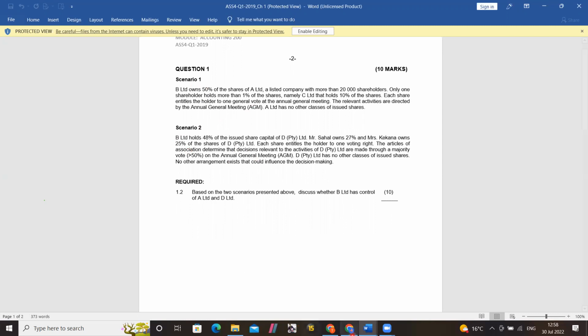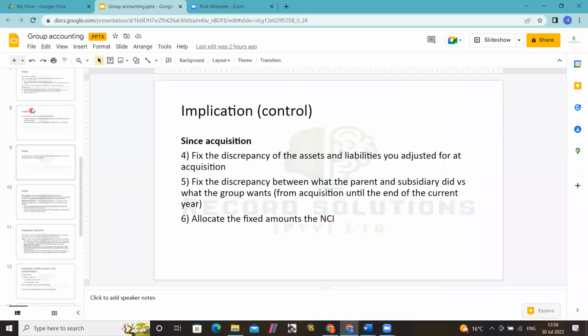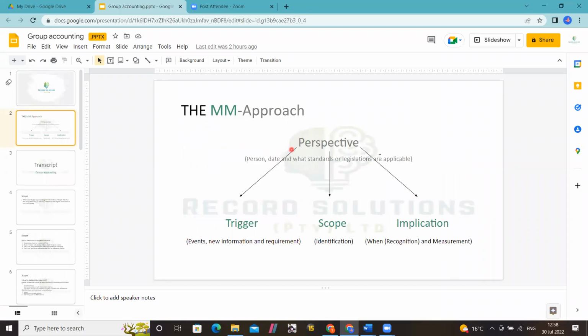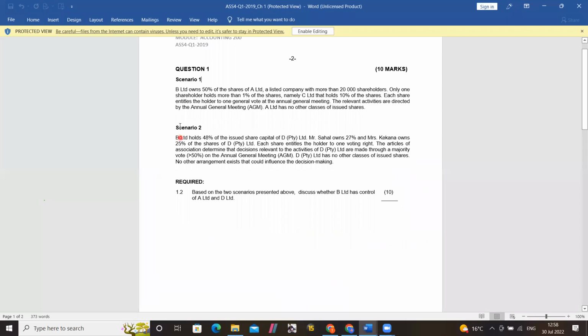Do you see? Firstly, it says B Limited. When we were at the approach, what did we firstly say? Perspective, right? Who are you, the person? So they have listed an entity here, which is B Limited. So you have to write B Limited somewhere and see if we are B Limited or what entity we are. So they tell us that B Limited owns 50% of the shares of A Limited. So there's B Limited and A Limited.